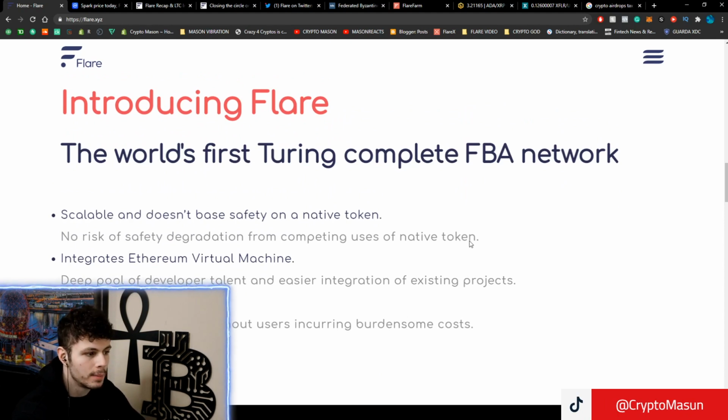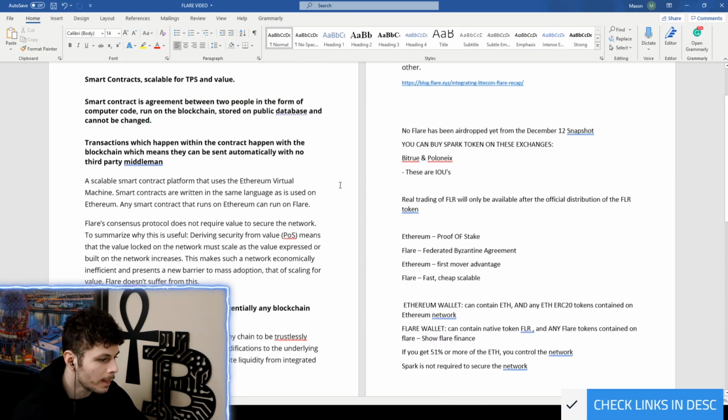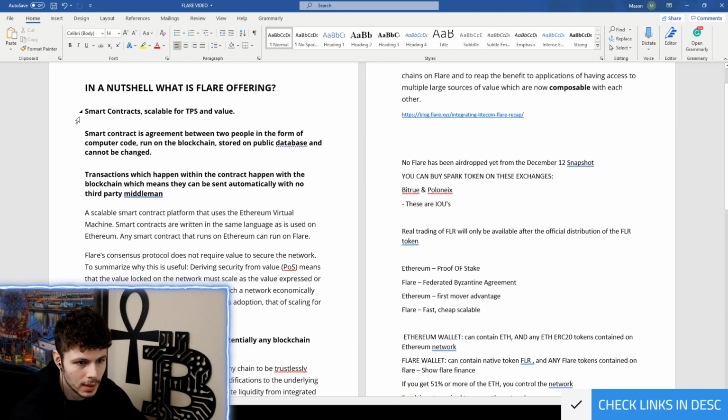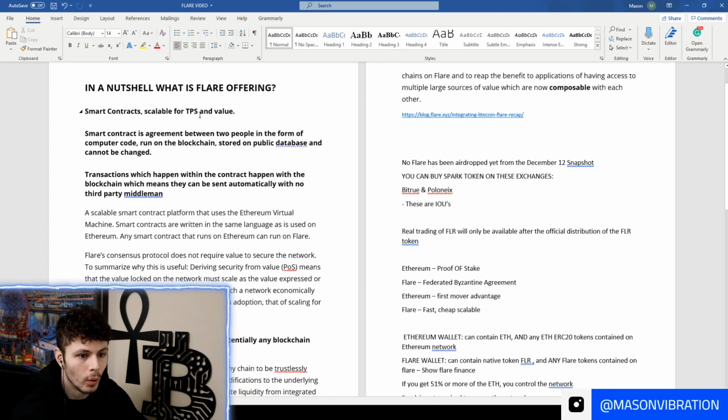I'm going to cover what FBA is. That is Federated Byzantine Agreement, which is right in here. But before we hop into that, let's read what this says. In a nutshell, what does Flare offer? Flare offers smart contracts, scalable for transactions per second and value.